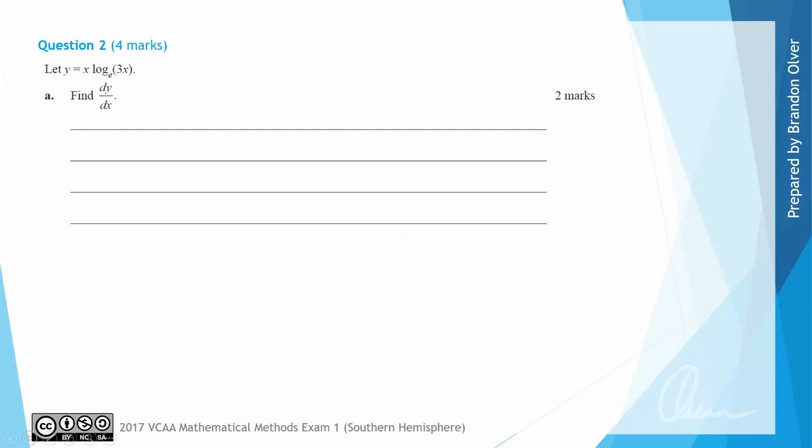So for question 2 we have: let y equal x times log e of 3x, and for part A we're asked to find the derivative dy/dx. If we consider this expression, it's two functions multiplied together, so we're going to need to use the product rule for differentiation. To apply it, I'm going to start by letting u equal the first function, which is x, and v equal the second function, which is log e of 3x.